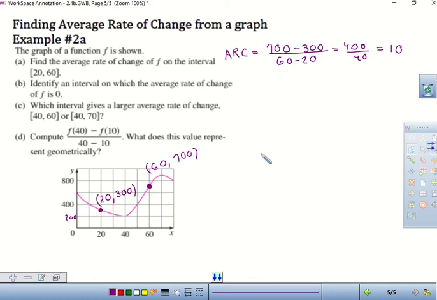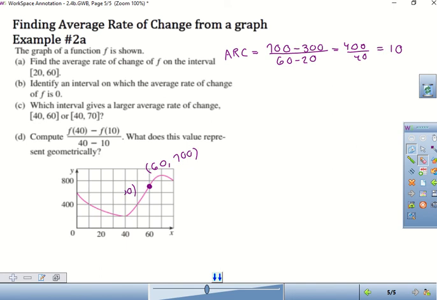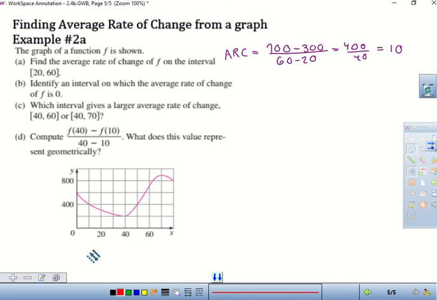So identify the interval on which the average rate of change is 0. So instead of just picking random points and calculating slope until we get 0, there might be an easier way to do it. So if a line has an average rate of change or a slope of 0, what does that line look like? Flat. It's flat. Good. So what we want to do is essentially find any lines on here that we can create between 2 points that are flat.